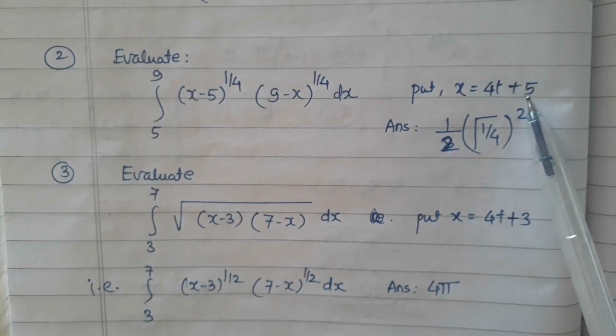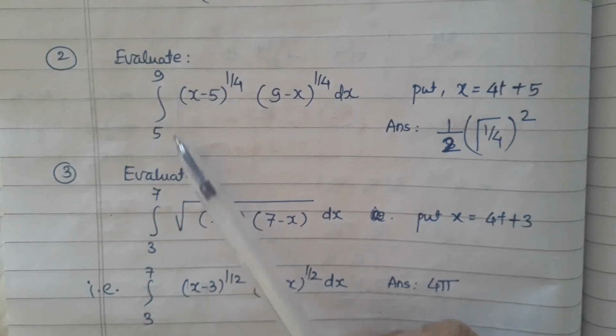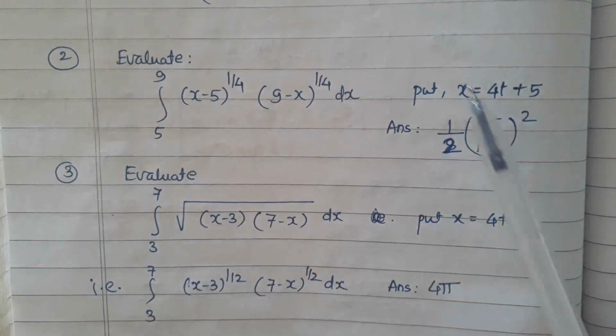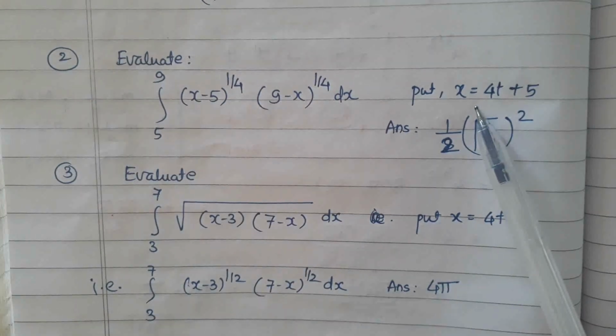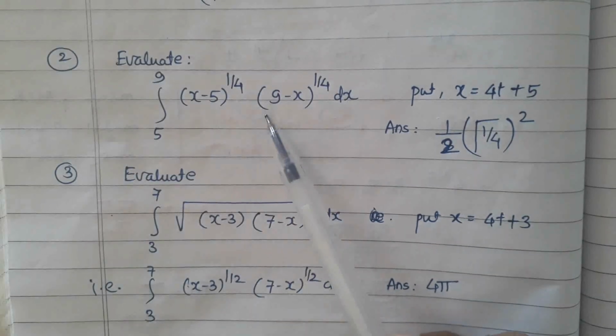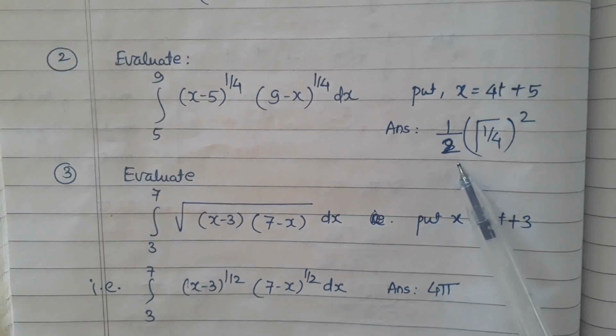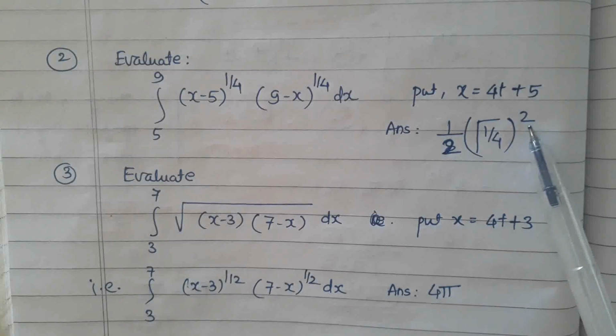This substitution will change the limit from 5 to 9 to 0 to 1. Differentiate this substitution and evaluate this integral. Solution is 1 by 2 gamma 1 by 4 raised to 2.